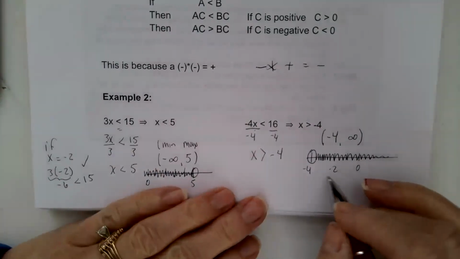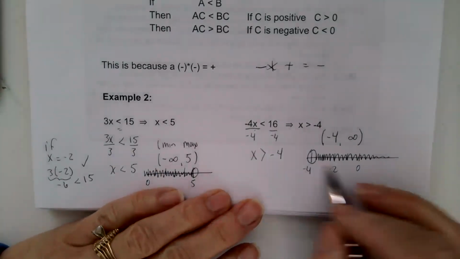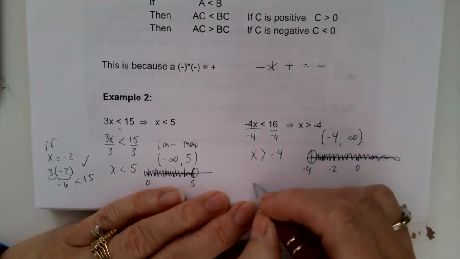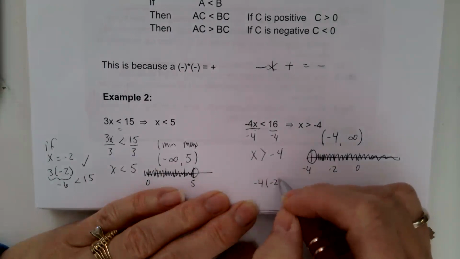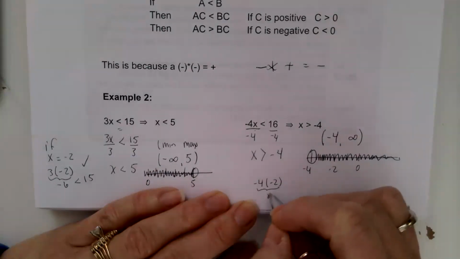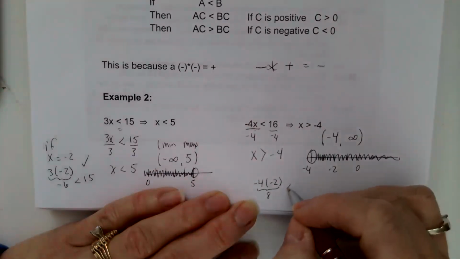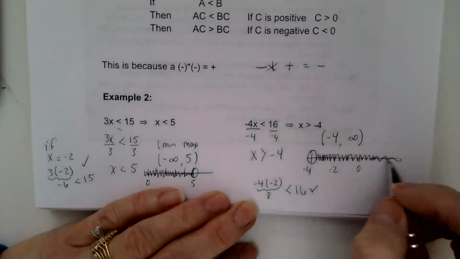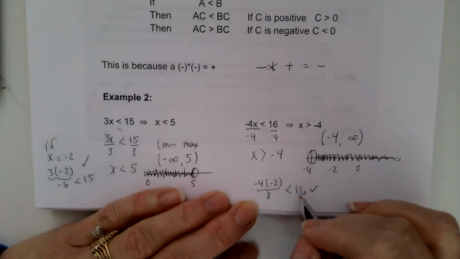And I'm going to put in a value that's in this space of where I think it's true. I'm going to say -2. So -4 times -2 results in +8, and that is still less than 16. So any value greater than or equal to -4 will result in a true statement.